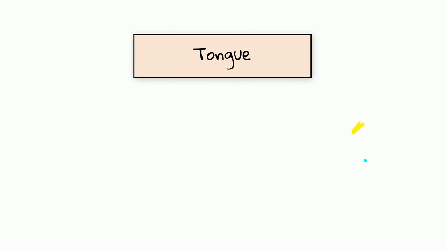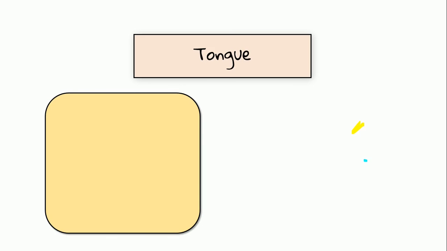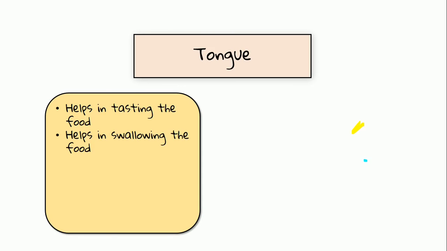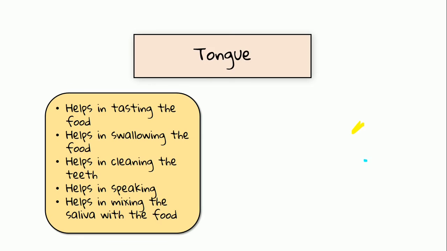Now we come to the tongue. It is the second structure present in our mouth apart from the teeth. It has many functions: it helps in tasting the food, swallowing the food, cleaning the teeth, and speaking. It also helps in mixing the saliva with the food. So it has some major important functions. In case of tasting the food, our tongue consists of many taste receptors, which are responsible for tasting various tastes like sweet, salt, and sour.